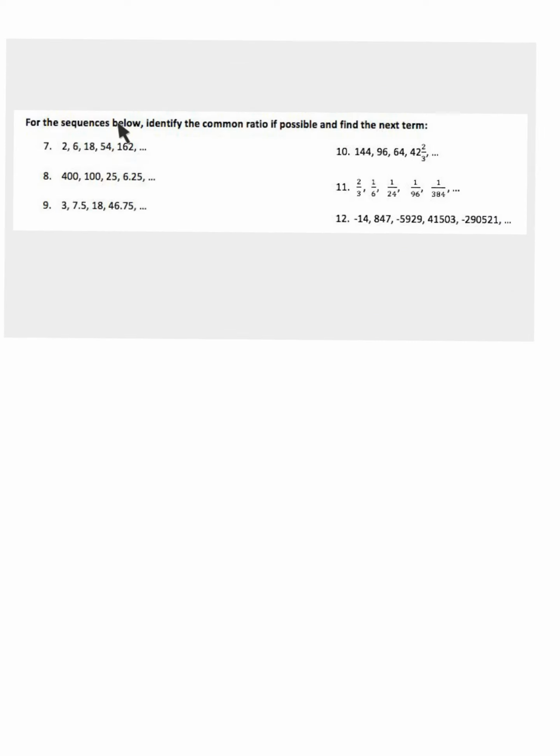Alright, for the sequence below, identify the common ratio, if possible, to find the next term. Now, if you go back to your notes, remember it says take the new term, put it over the previous term, and then simplify to find that number, right, to find your value. And then when you repeat that process for each one, the ratio should be the same. So let's go and do a few examples.